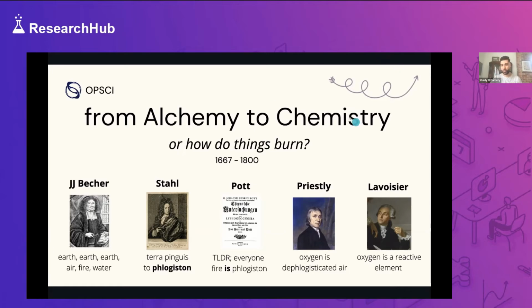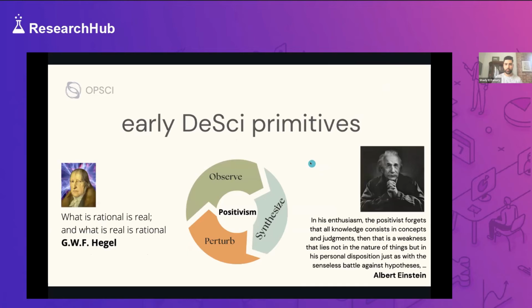It wasn't until Lavoisier actually discovered oxygen and founded the modern field of chemistry, before he got his head chopped off in the French Revolution, and really gave us a conceptual framework that was completely different and revolutionary from what had come before: the concept of chemical reactions, laying the path forward for chemical structures and the emission of energy during chemical reactions. So, the early DeSci primitives that these individuals relied on were the ability to observe, perturb, and synthesize before doing it all over again, right?